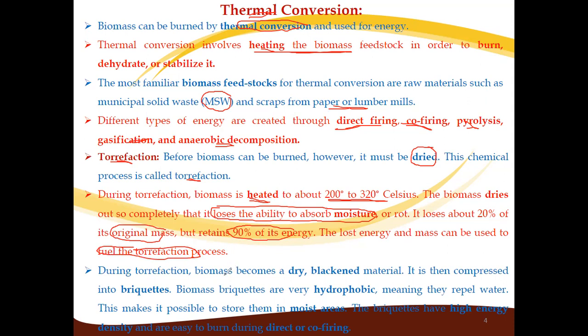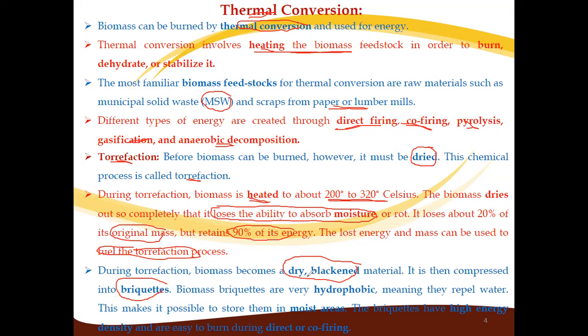So external fuel is required for heating and all that. During this torrefaction process, the biomass becomes a dry and blackened material, and this dry and blackened material cannot absorb moisture. It loses the ability to absorb moisture. Then it is compressed to form briquettes. So by heating, it becomes a dry and blackened material, then we compress this material to form briquettes.